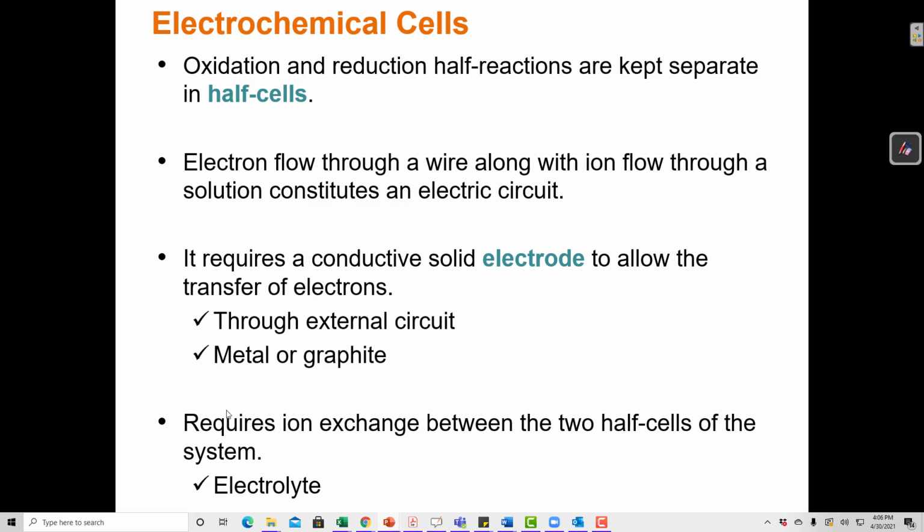And it also requires ion exchange between the two half cells of the system. So we have to put a salt bridge in. If the salt bridge is not there, the electrons will not move from one cell to the other, because charge will start to build up immediately, and the buildup of negative charge in one cell will push electrons backwards, will push them the other way.